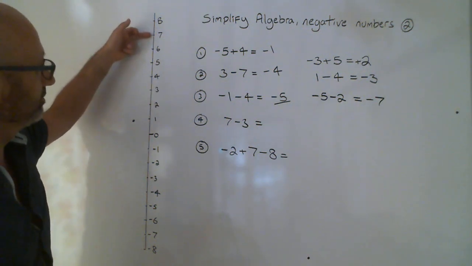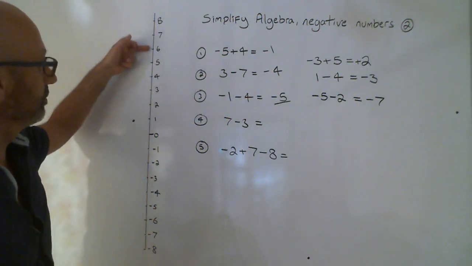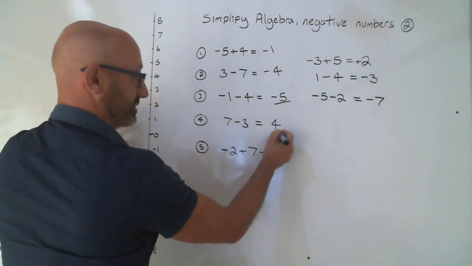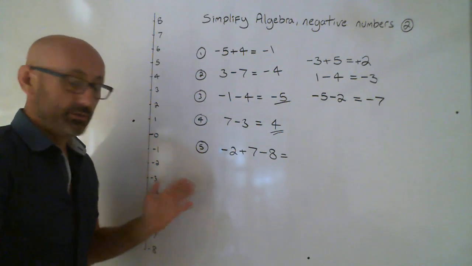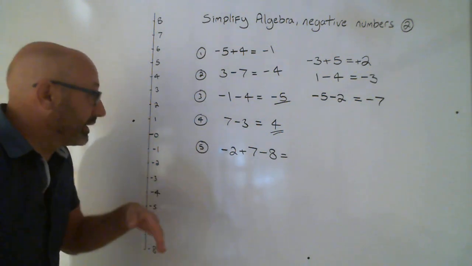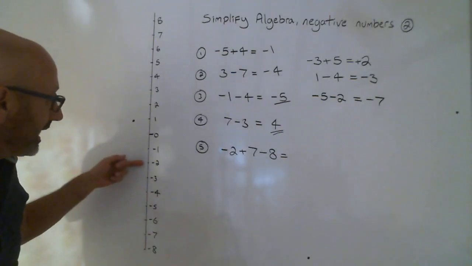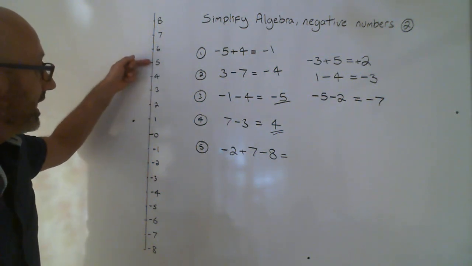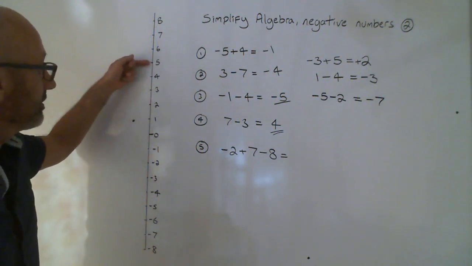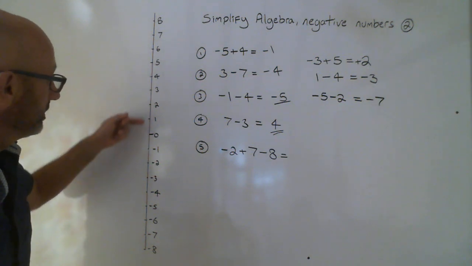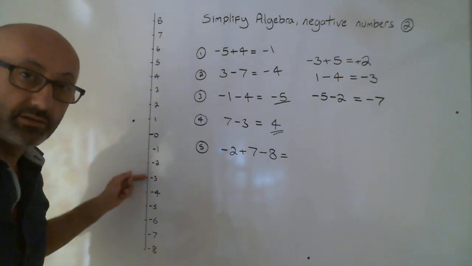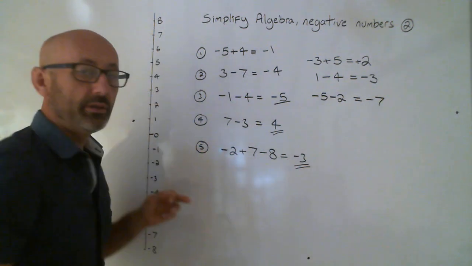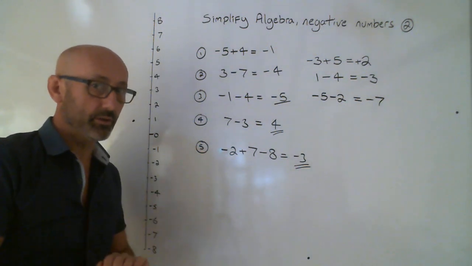Start at 7, go down 3. 1, 2, 3, 4. 4 or +4, just as good. And then finally, we're on -2, add 7, takes you to 5. And then we are here at 5, take away 8, gets us down to -3. Well done if you got those right.